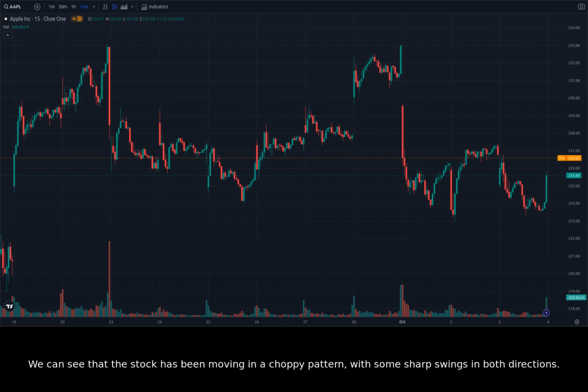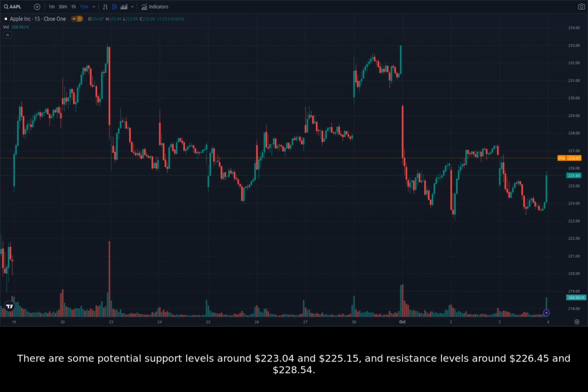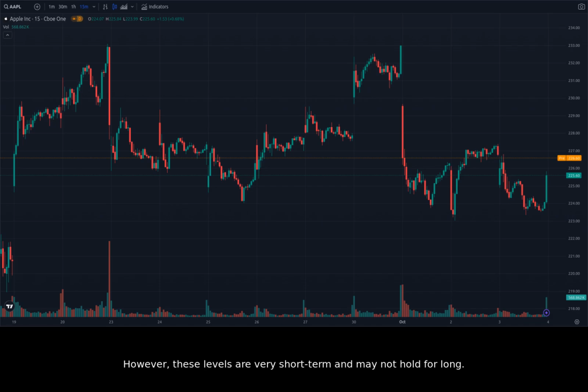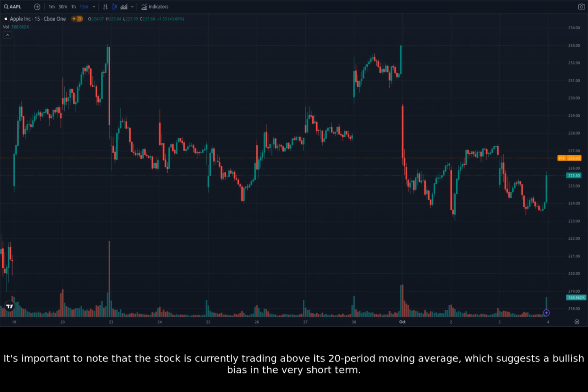We can see that the stock has been moving in a choppy pattern, with some sharp swings in both directions. There are some potential support levels around $223.04 and $225.15, and resistance levels around $226.45 and $228.54. However, these levels are very short-term and may not hold for long. It's important to note that the stock is currently trading above its 20-period moving average, which suggests a bullish bias in the very short term.